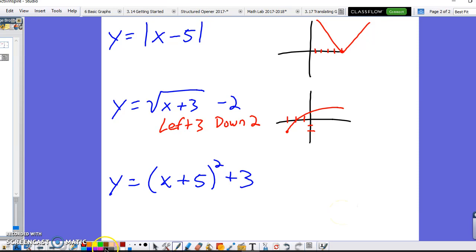Alright, the last one here. Again, looking for distinguishing features. X squared, I see I got this exponent right here. That's a big key, that's going to make a parabola. Again, look at my translations. Left 5, same direction here, up 3.